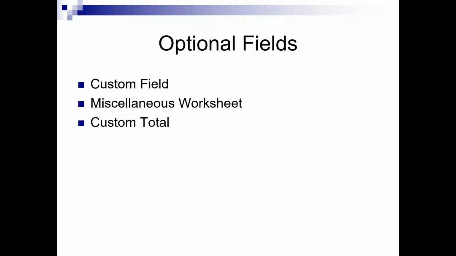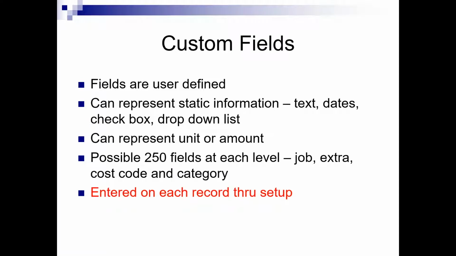Now, the difference between the 3, the custom field is something that you define yourself. Usually it's static information. Sometimes it can be a unit amount or units or an amount, but most of the time the types of things that people are using these custom fields for are some type of a text or a date or a check, maybe even a checkbox or even a drop-down list, something that can be pulled onto a report or used as a condition for a report to either bring jobs in or exclude them out of a certain type of report.